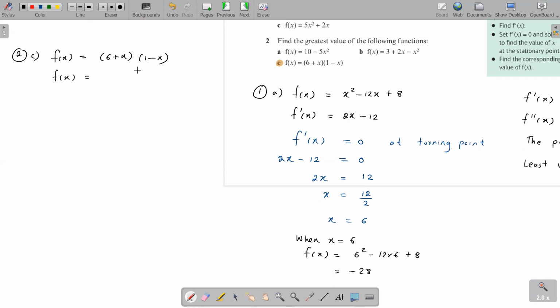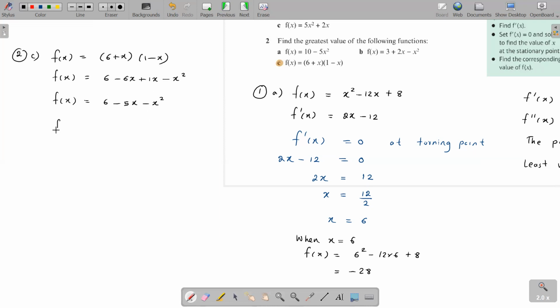So (6 + x) into (1 − x). 6 into 1 is 6. 6 into minus x is minus 6x. x into 1 is 1x. x into minus x is minus x squared. So you have f(x) equals 6 minus 6x plus 1x, which is minus 5x, minus x squared.